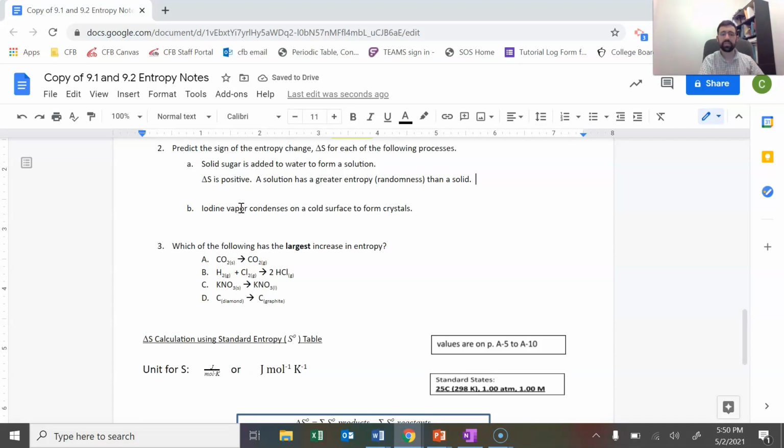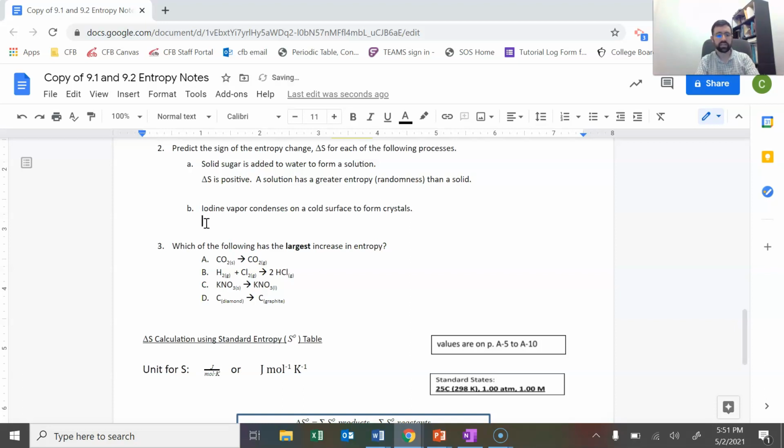All right, iodine vapor condenses on a cold surface to form crystals. Technically speaking, it would be better to say not condenses, but deposits, because that's actually a process of deposition if we're going straight from vapor to crystals. But anyway, even if it was just condensation, we're changing from a very random state of matter, which is a gas, down to either a liquid or a solid, going all the way to the solid. That's a very, very big decrease in entropy.